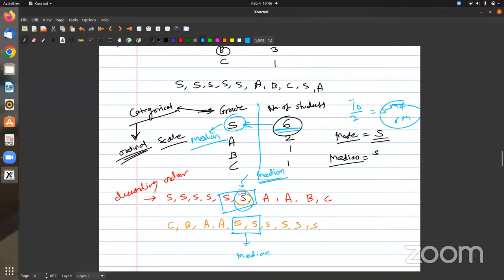Suppose in the same data set I make some changes. Let's say I have one more A here. Then S will change to 5, A will be 3, B 1 and C 1. So what will be my mode here? Mode is S. What will be my median? Mode is S and median would be S and A, right? These 2 medians. So now you understand this concept.